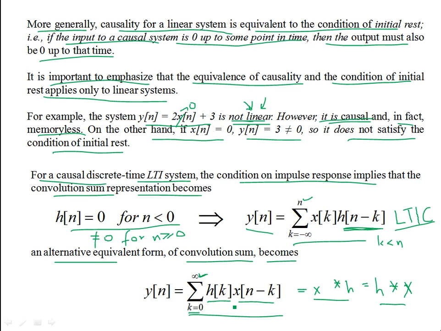Over here, k can vary from 0 to infinity, so k stays positive. So h of n or k stays positive. The interpretation in terms of the impulse response is that h of n is 0 for n less than 0. This is the condition, so you have to modify the limits if you're dealing with a causal LTI system.